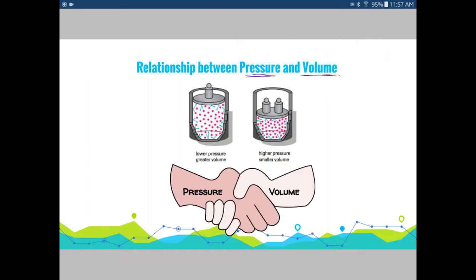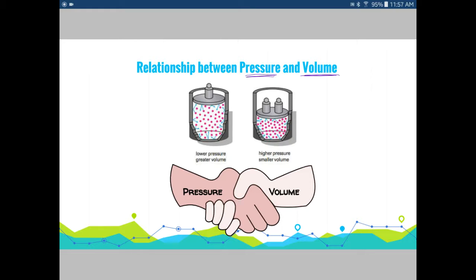Essentially, that lower pressure is due to less collisions of your gas molecules with each other, as well as the sides of the container holding the gas. So lower pressure is a greater volume. Now, higher pressure is a smaller volume. So if you decrease the volume, you have a greater amount of pressure.